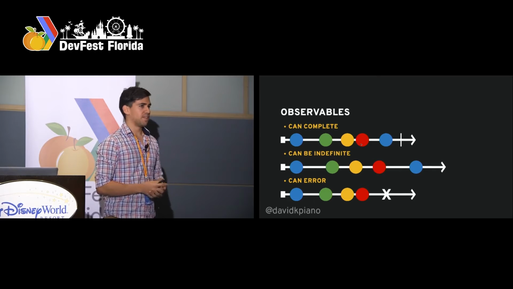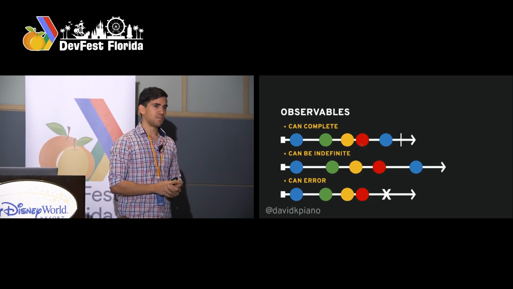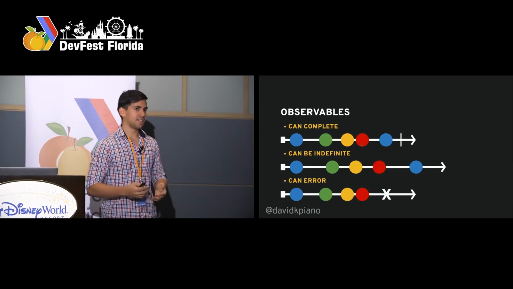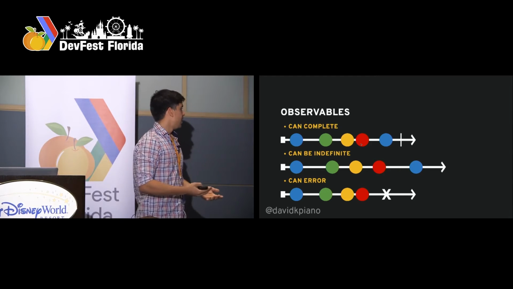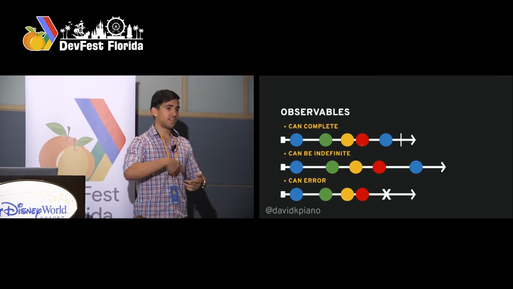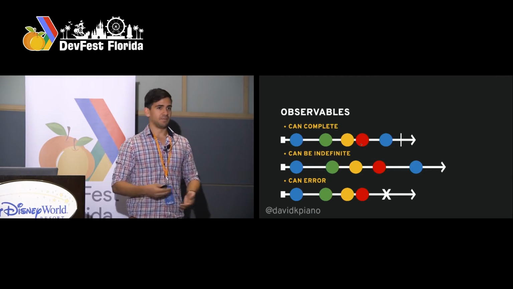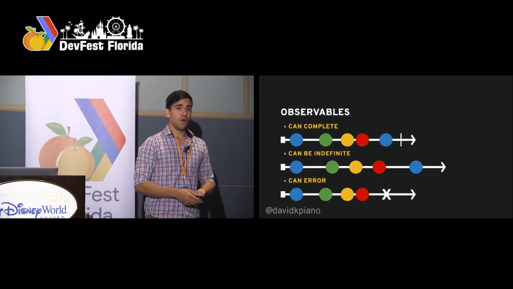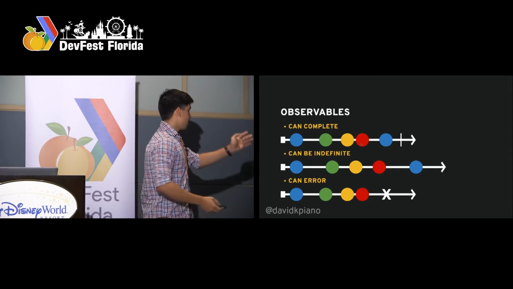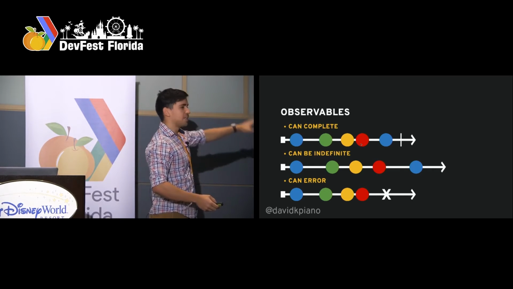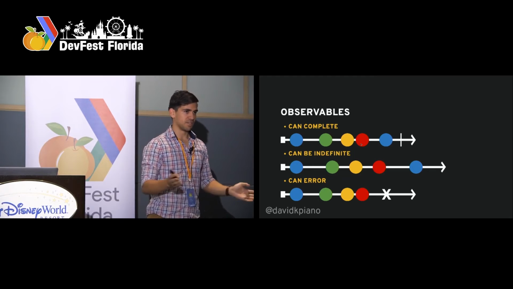Observables can do one of three things. They could complete, which means every single one of the items has been emitted. They can be indefinite, which means that things are just going to keep being emitted from the observable, or they can produce an error. And so with completion and errors, observables just die.